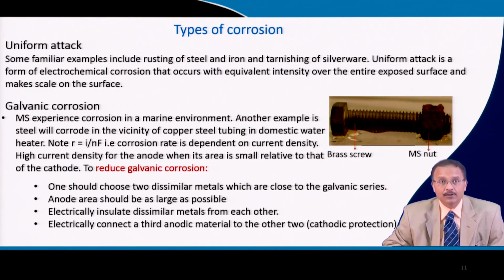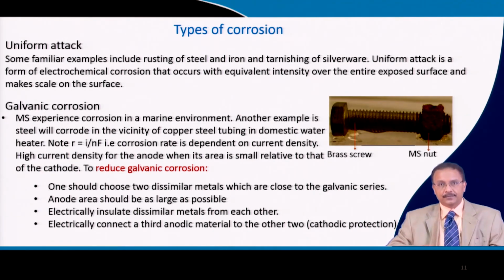Next is the galvanic corrosion. So, MS steel, that corrosion is quite common in marine environment. Another example is steel will corrode in the vicinity of copper, like steel tubing in a domestic water heater.